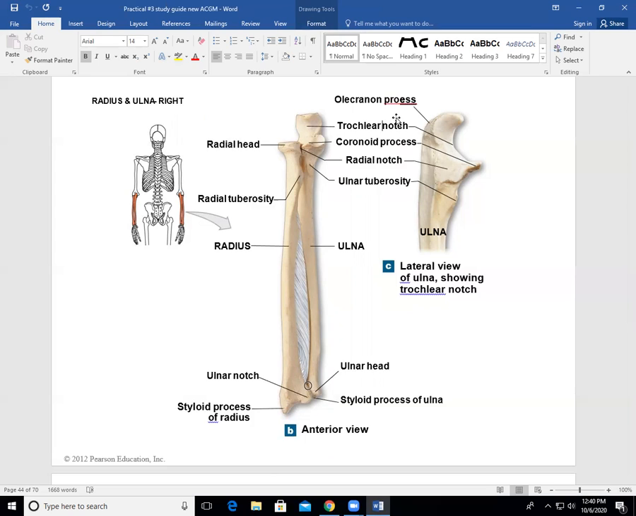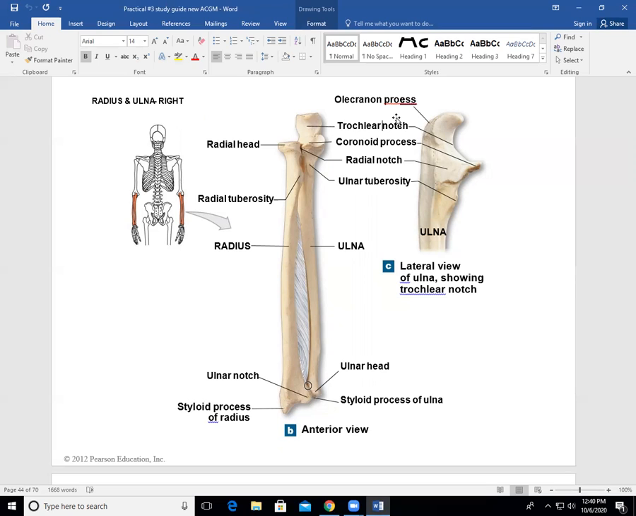Bottom point of the trochlear notch, the coronoid process. And the side of the notch there is the radial notch because it articulates with the radius there. Okay. Up here, ulnar tuberosity. So if you're trying to figure out which one is which, you see the curve, that's your ulna. And it's also longer than the radius. The radius has a flat top. Ulna has a curved top.